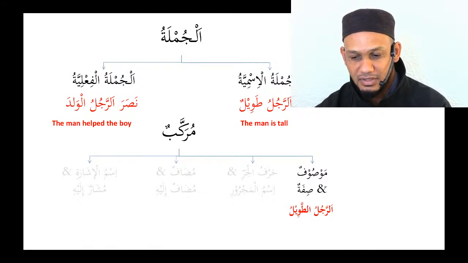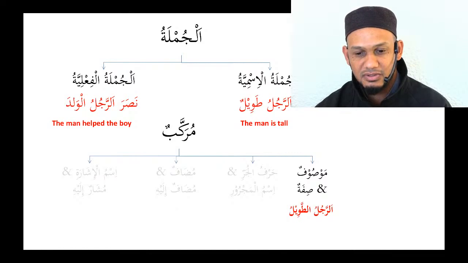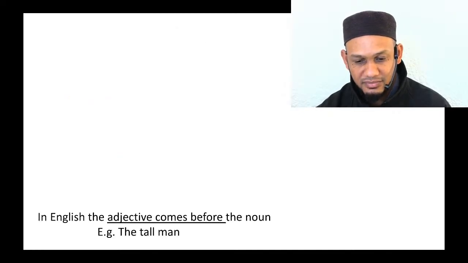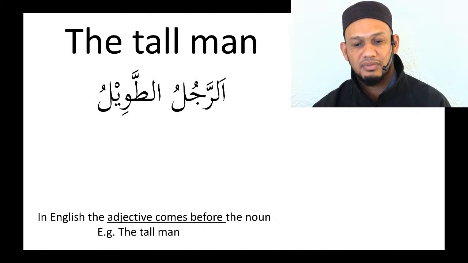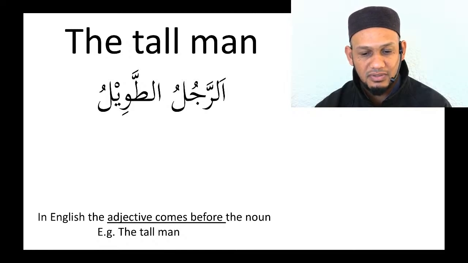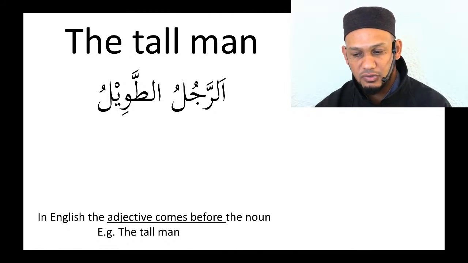Okay. So to just remind ourselves where we are, we're on the first murakkab, the first fragment called Mawsuf and Siffa. Let's just revise quickly. Leave the others for now. For example, if we have the sentence Ar-Rajulu At-Tawilu. First of all, this can't be a jumla, this can't be Jumlatul Ismiya. Why? Because At-Tawilu is definite and Ar-Rajulu is definite. If it's Jumlatul Ismiya, it will be Ar-Rajulu Tawilun, the man is tall. This is Ar-Rajulu At-Tawilu, so this is the tall man.